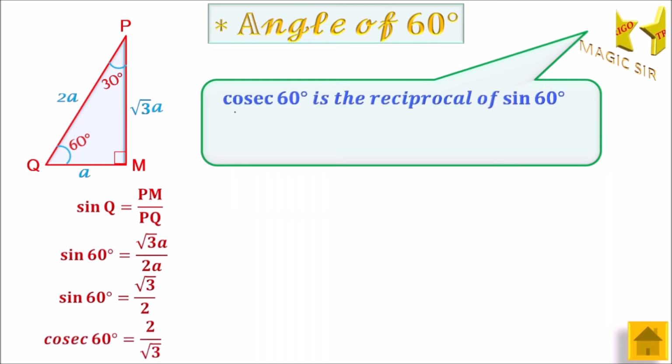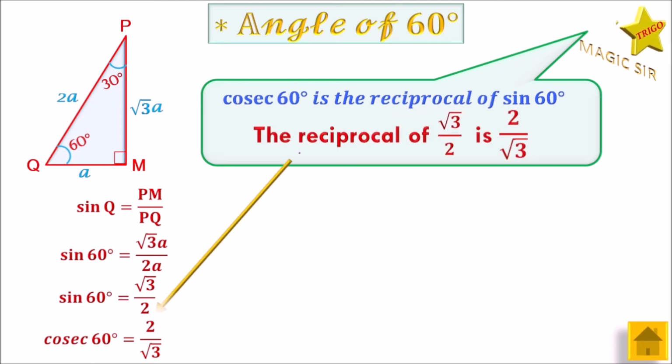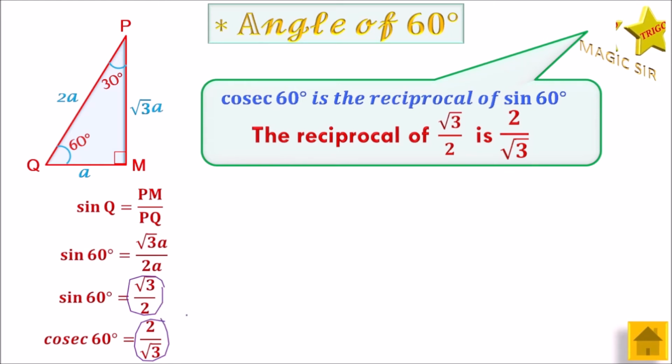But we know that cosec 60 is the reciprocal of sin 60. That is, sin 60 and cosec 60 are the reciprocal of each other. The reciprocal of root 3 by 2 is 2 by root 3. So sin 60 is equal to root 3 by 2, so cosec 60 degree is equal to 2 by root 3.